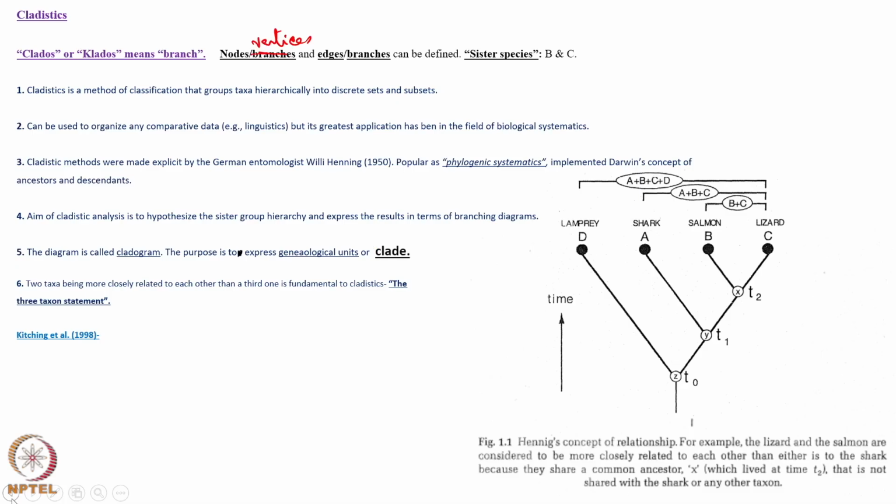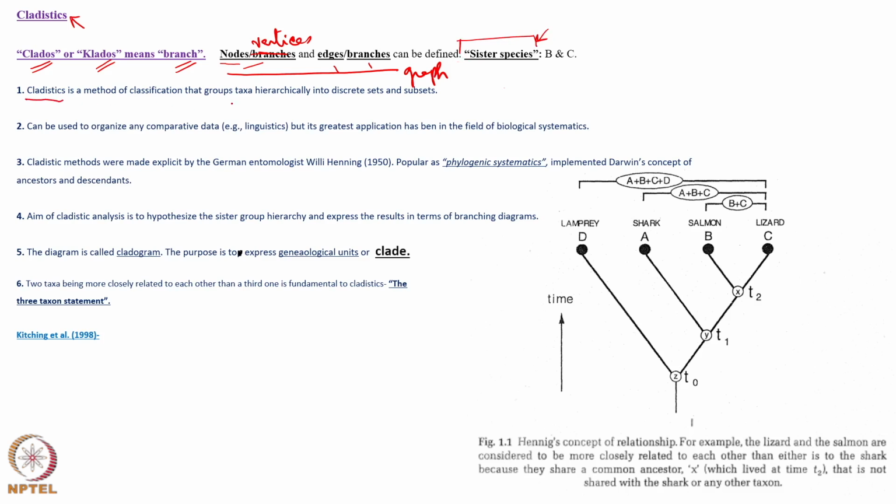We will study cladistics in this class, and finally it will be linked with the stratigraphic studies. Clados means the branch, and cladograms involve nodes or vertices and edges or branches. So, in one way the cladogram can be compared with a graph, and when we are studying the fossil assemblages, from there we can find out the sister species.